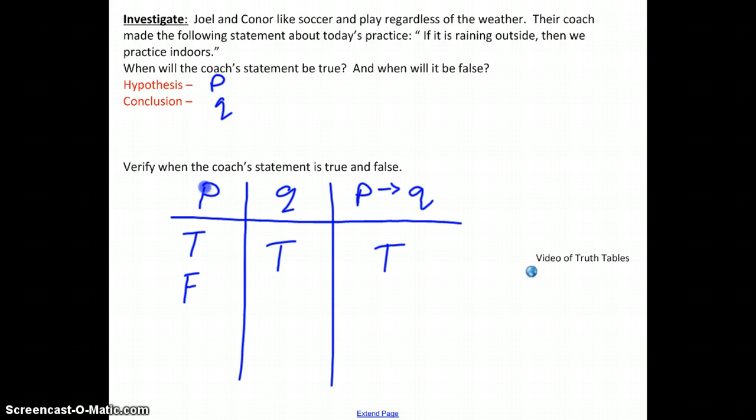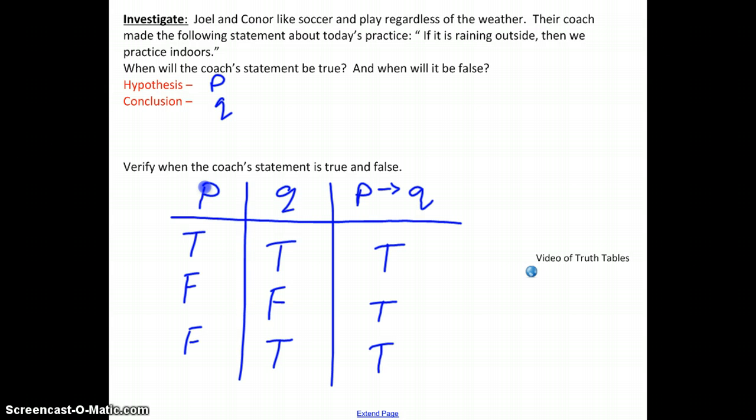What are your options for your conclusion? You can practice outside, which would make your conclusion false. And that actually keeps your conditional statement true because since you did not actually have to prove your hypothesis, your statement was not proved wrong. So that means it's still true. How about if your hypothesis is false, so it's not raining, but you practice indoors anyways? It's actually still true because your hypothesis, again, was not tested.